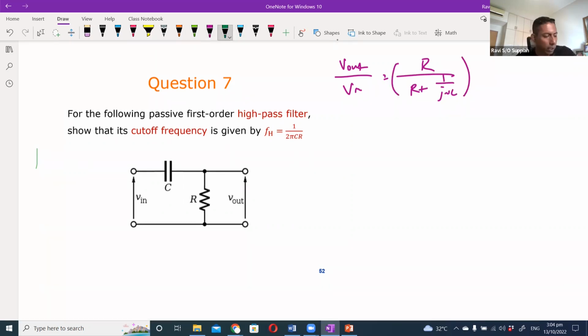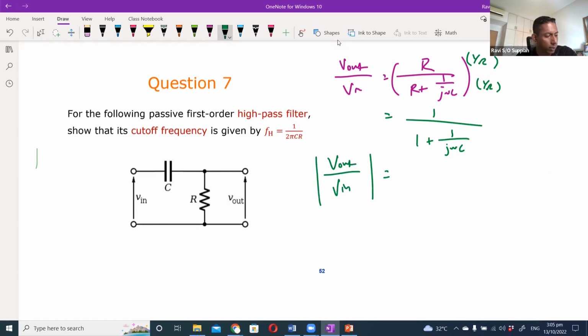Now, if I multiply both the numerator and denominator by 1 over R, then what I will get is 1 over 1 plus 1 over j omega RC. Now, in terms of the magnitude, what you will get is 1 over the square root of 1 squared plus 1 over omega RC, squared.